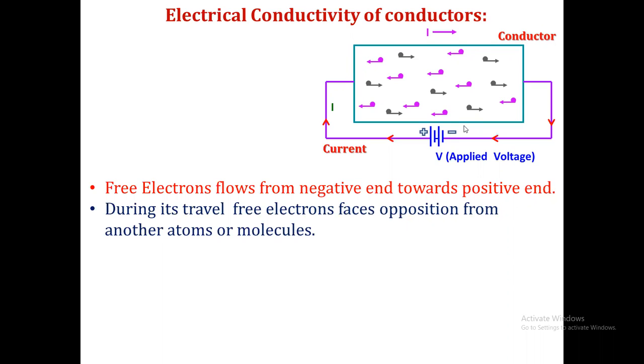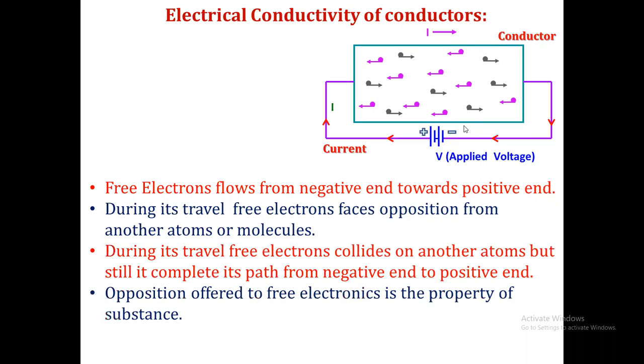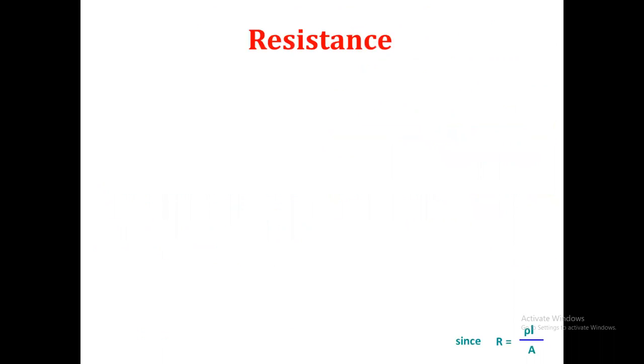During its travel, a free electron faces opposition from other atoms and molecules. During its travel, free electrons collide with other atoms, but each completes its path from the negative to the positive end. The opposition offered to the free electrons is a property of a substance. Okay, what is this opposition known as? It is the resistance of a substance. Now, just concentrate on the word resistance.